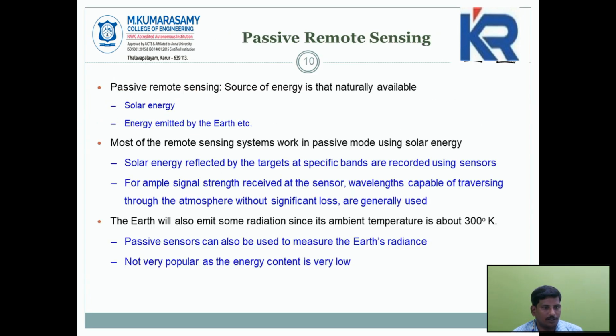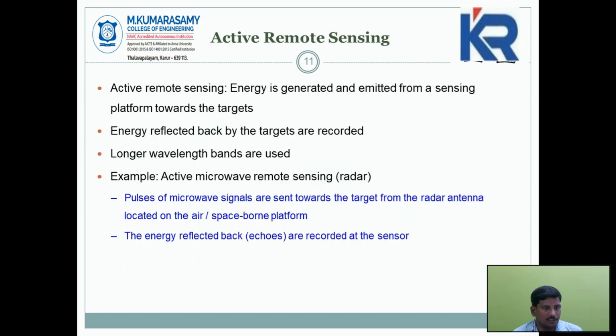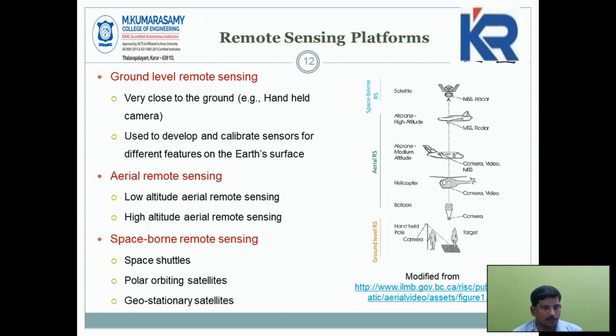These are some of the sources of energy available for passive remote sensing technology. Similarly for active. So what are the platforms? Based on remote sensing technology, there are ground level, aerial, and spaceborne platforms. It depends upon the altitude at which we measure the object, whether at ground level, very close to the ground, with a calibrated sensor on different surface features. Aerial means low or high altitude. Similarly, there are space shuttles, polar orbiting satellites, and geostationary satellites.